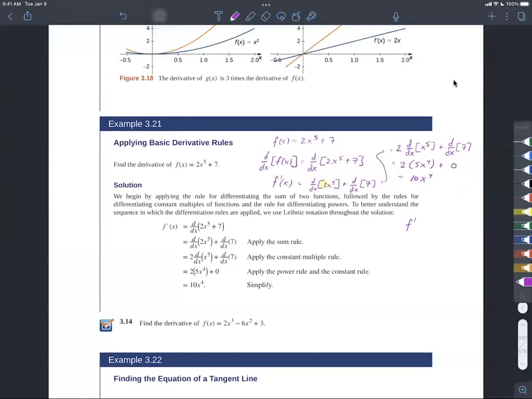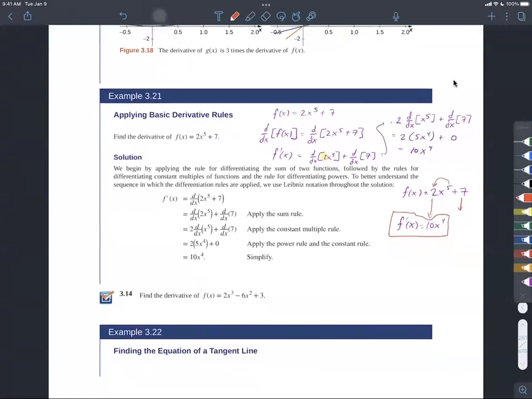F prime, and let's see here, f of x is 2x to the 5th plus 7. F prime of x is equal to 10x to the 4th. And so you might start noticing here that, wait a minute, that's just like bringing down the exponent, multiplying the 5 with a 2, that becomes the coefficient, and then subtracting 1 from the exponent gives us the new exponent of the derivative. That's the power rule. And then a constant's derivative is 0, so that went away. And so that's why we have our derivative of f of x, f prime of x. All right.